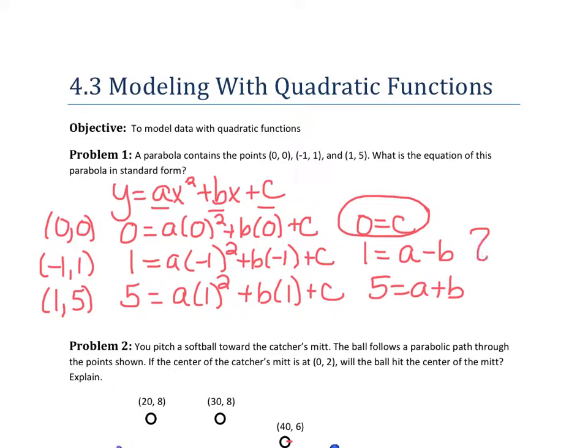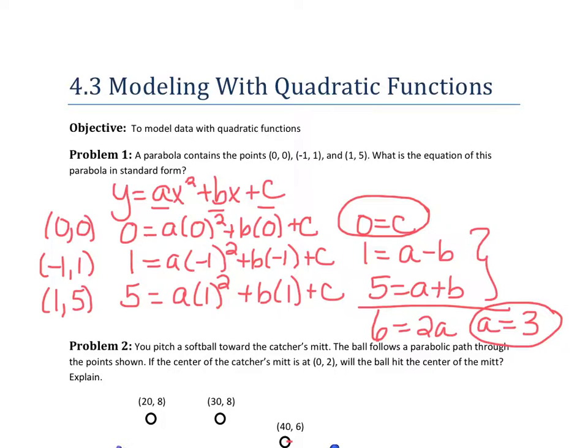Now I have these two equations, and what I can do is use the process of elimination. You can add them together, and the b's are going to cancel out right away when I add the two together. So you get 6 equals 2a, and when you divide by 2, you're going to get a equals 3. So now I have another one of my three unknowns.